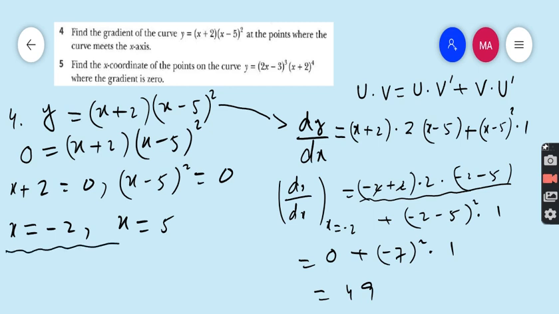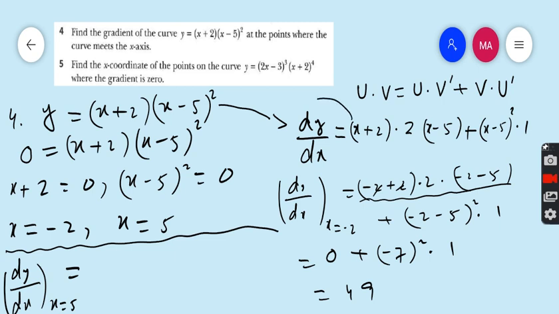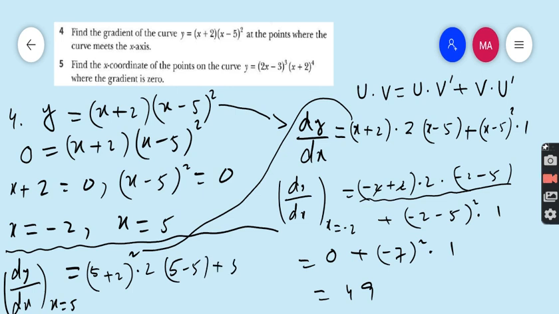Now we have to find the second value by putting x equals 5. So dy by dx at x equals 5 is equal to, now put x equals 5 in this answer. So (5 plus 2) whole square dot 2 dot (5 minus 5) plus (5 minus 5) whole square dot 1. 5 plus 2 is 7 square into 2 into 5 minus 5, it means 0, plus 5 minus 5, it means 0, and something multiplied by 0 is always 0.